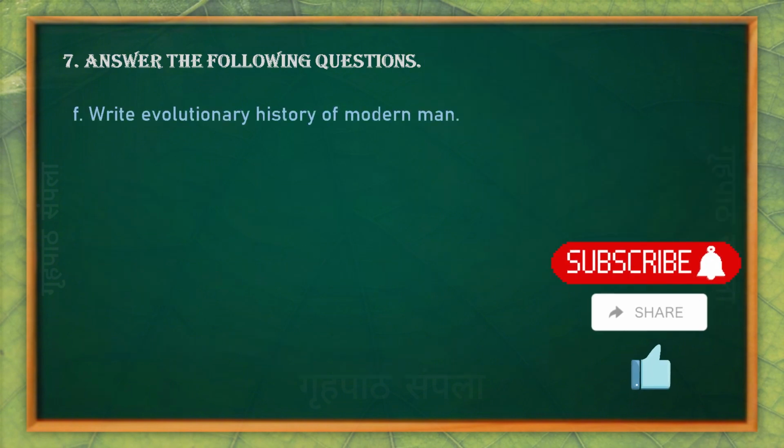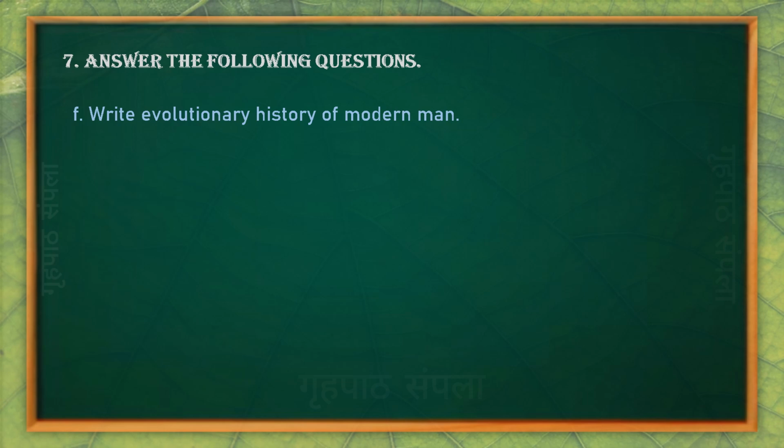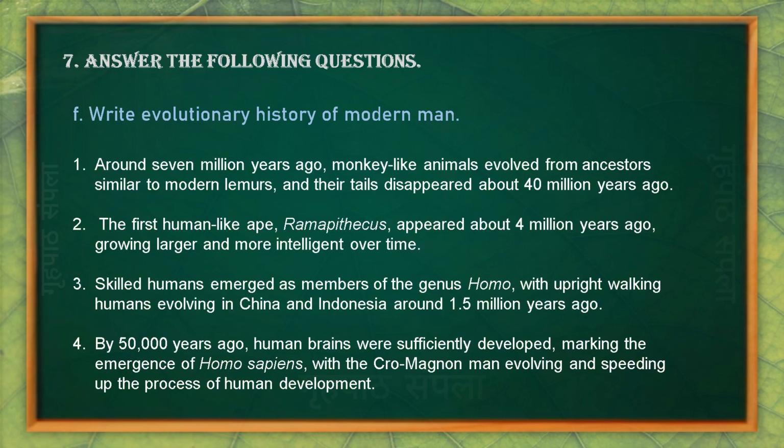F. Write evolutionary history of modern man. 1. Around 7 million years ago, monkey-like animals evolved from ancestors similar to modern lemurs, and their tails disappeared about 40 million years ago. 2. The first human-like ape, Ramapithecus, appeared about 4 million years ago, growing larger and more intelligent over time.